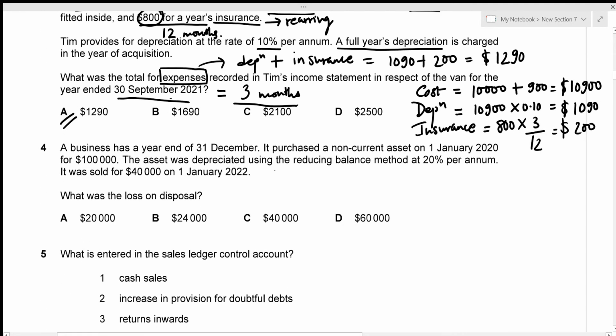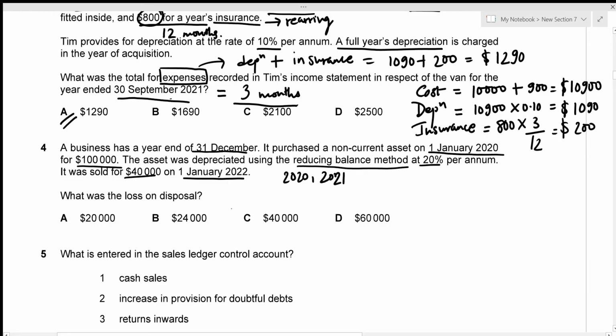A business has a year end of 31st December and it purchased a non-current asset on 1st January 2020 for 100,000. And then the asset was depreciated using the reducing balance method at 20% per annum, and it was sold for 40,000 on 1st January 2022. So the years that have passed between 1st January 2020 and 1st January 2022 are 2020 and 2021.